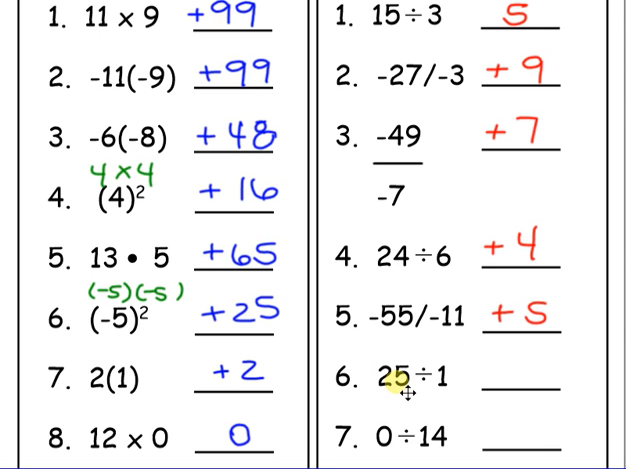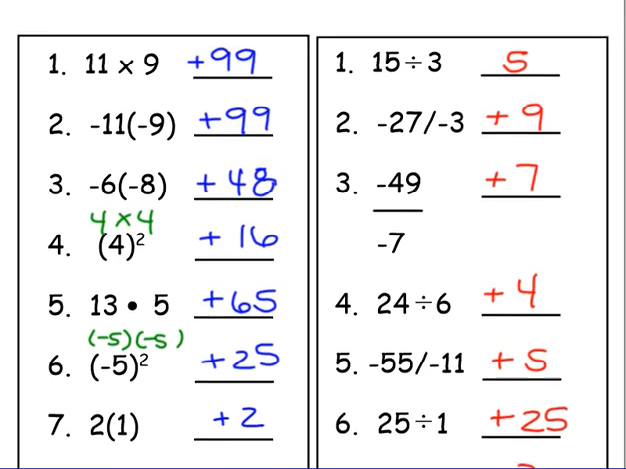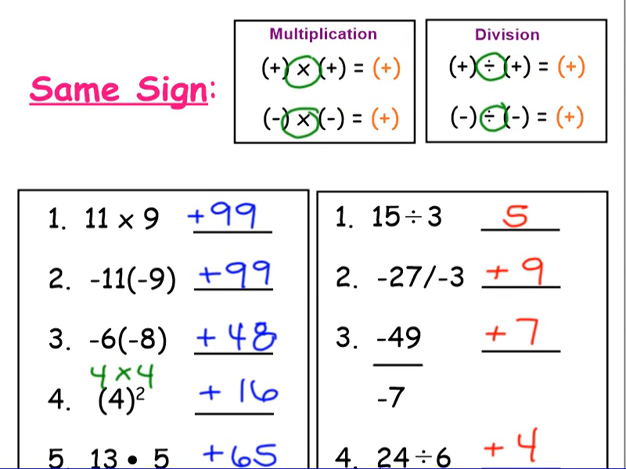Here I have positive 25 divided by positive 1. Positive divided by a positive is a positive. 25 divided by 1 is 25. Here I have 0 divided by positive 24, which is just going to be 0. Okay? So these were all situations where both numbers had the same sign. They were both positive or they were both negative.